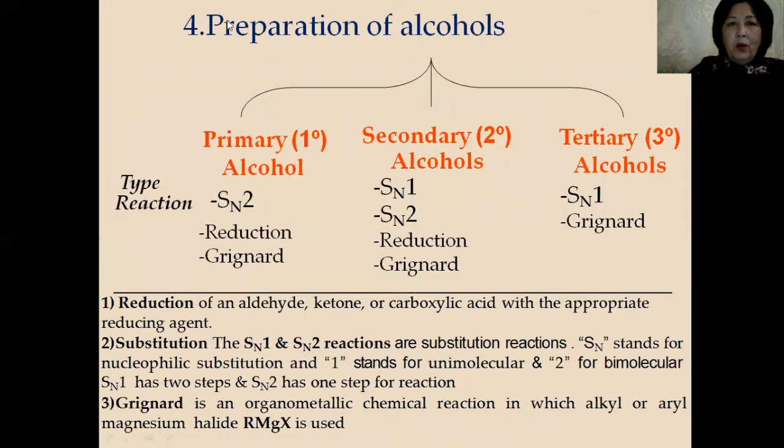Preparation of alcohols, different types. Primary alcohols we can produce by 3 types of reaction: nucleophilic substitution SN2, reduction, and the Grignard reaction. Secondary alcohols we can produce by 4 reactions: SN1, SN2, reduction, and the Grignard reaction. Tertiary alcohols we can produce by 2 reactions: SN1 and the Grignard reaction.